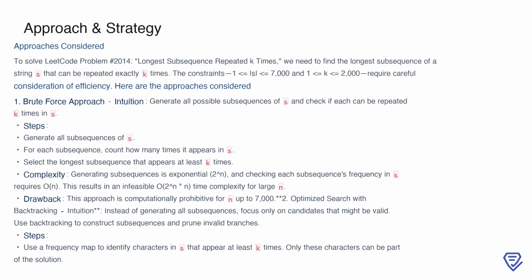Therefore, we looked at optimized alternatives. One such method is backtracking, where we focus on candidates that are more likely to be valid solutions. By only considering characters that appear at least k times, we significantly reduce the search space. This refinement lays the groundwork for a more efficient solution.